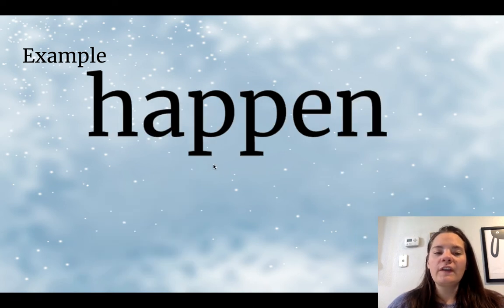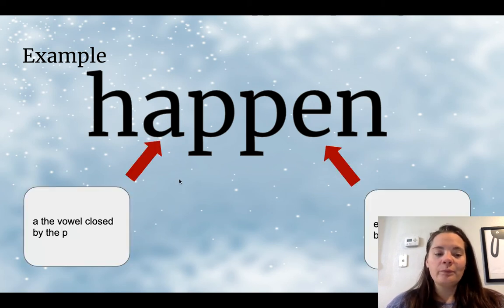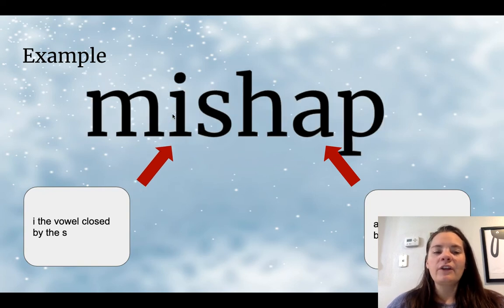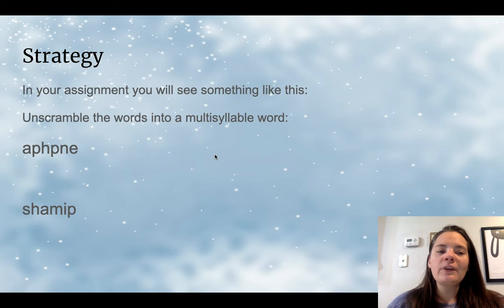So here's a harder example. This is a multi-syllable word, so there are two syllables in this word, happen. Okay, so I've got to think about what my vowels are. So I have an A and I have an E. And what are they being closed off by? It looks like I have this P that's closing off the A, and then I have the N, which is closing off the E. So my A is closed by a P, my E closed by an N. Okay, here's another one. So I have mishap. I have this I, it's closed off by an S, and I have this A, which is closed off by a P.